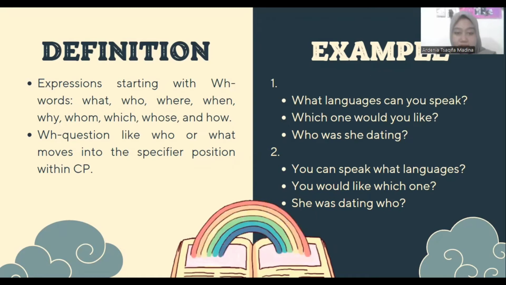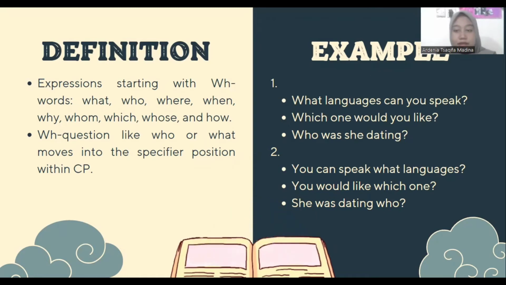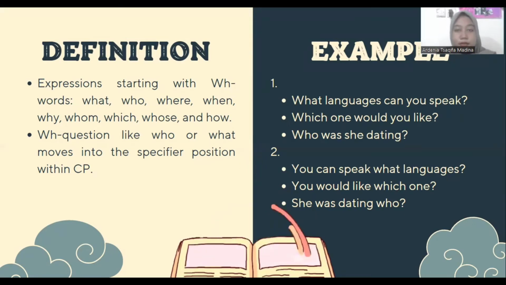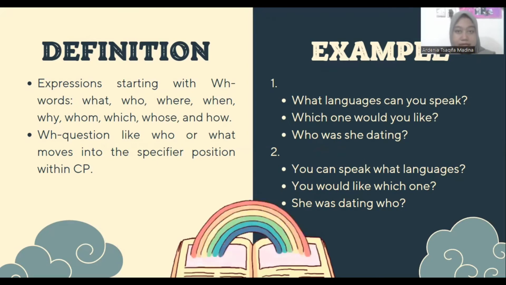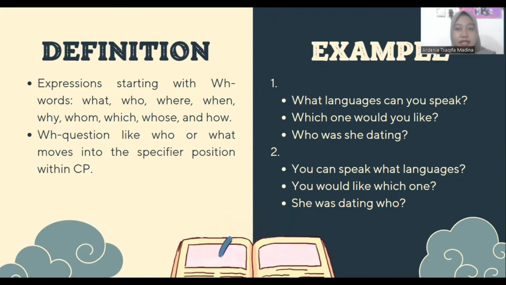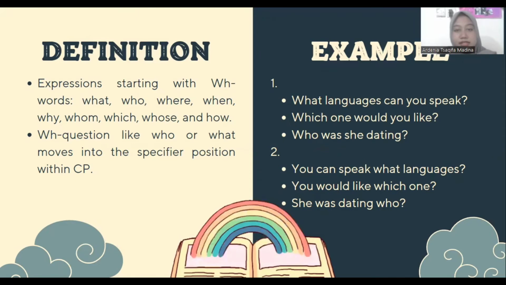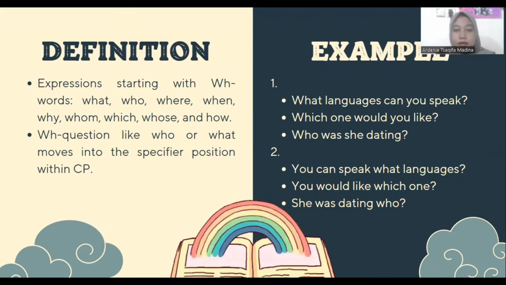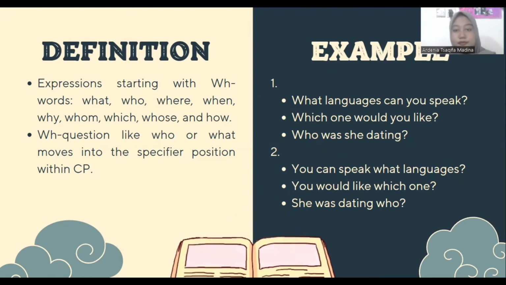And then structures like example number 2, you can speak what languages, you would like which one, and she was dating who, are called WH in situ because the WH expression does not get preposed, but rather remains in situ, or in place, in the canonical position associated with its grammatical function. In English, WH in situ questions are used primarily as echo questions, to echo and question something previously said by someone else. But what position do they get moved into in non-echo questions, like example number 1? Let's move on to the next slide.